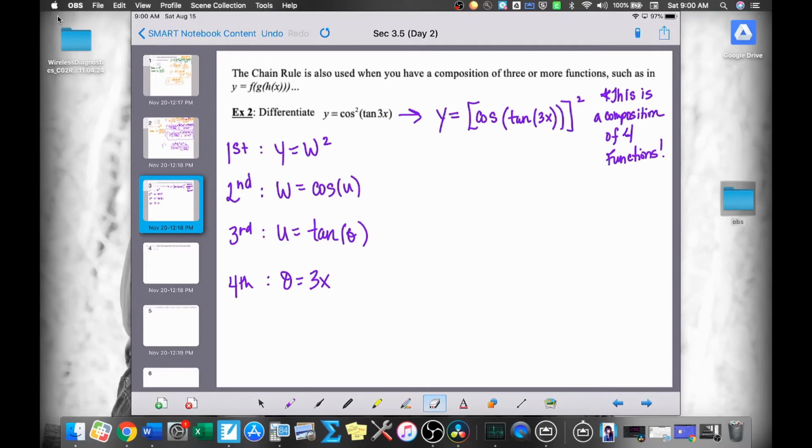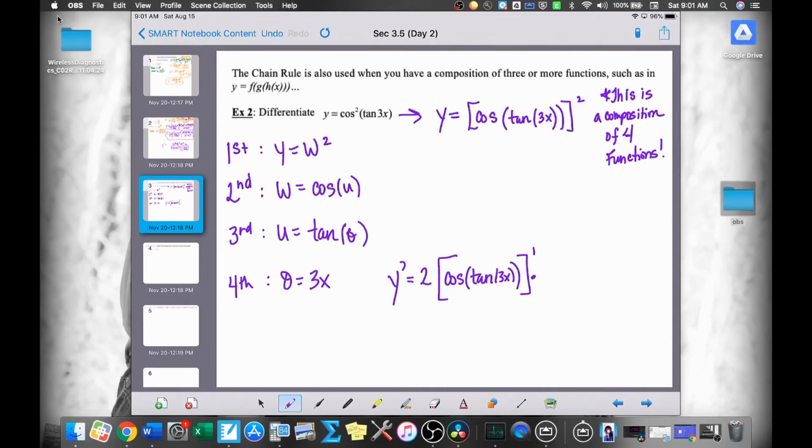So our y prime, we are going to start with the outermost function and we're going to work our way in, just like we always do with the chain rule. So we start with, we're differentiating something squared. So you bring down the 2, and then everything else stays exactly the same inside. I'm actually going to make that a bracket. So 2 times the cosine of tangent of 3x. And again, if we brought down the 2, then our exponent becomes a 1. So I'm going to write it just for emphasis.